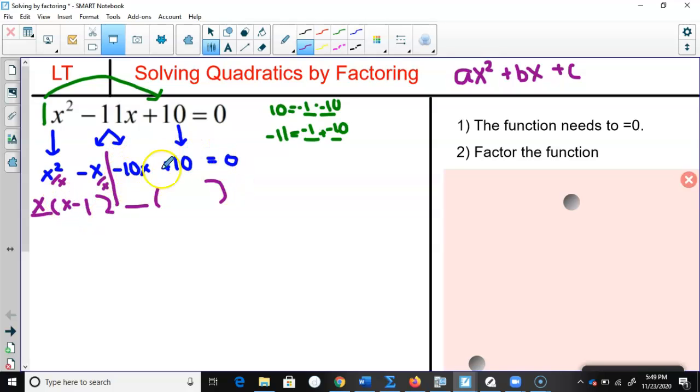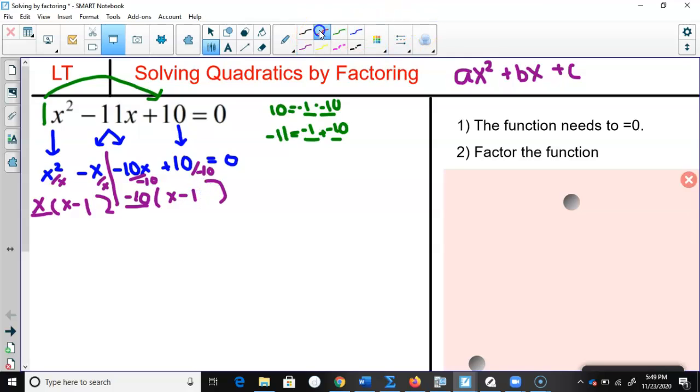And now here I have a negative 10x and a 10, and their GCF is a 10. And I'm actually going to pull out a negative 10 because this first term here in this group is negative. Whenever that happens, you want to pull out a negative number for that GCF. So I'm going to divide by negative 10 and divide by negative 10. That gives me x minus 1.